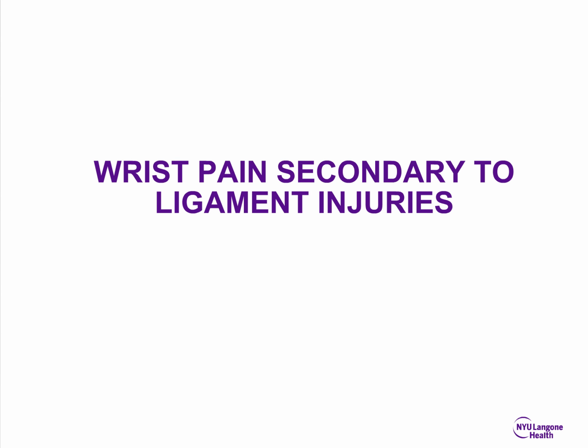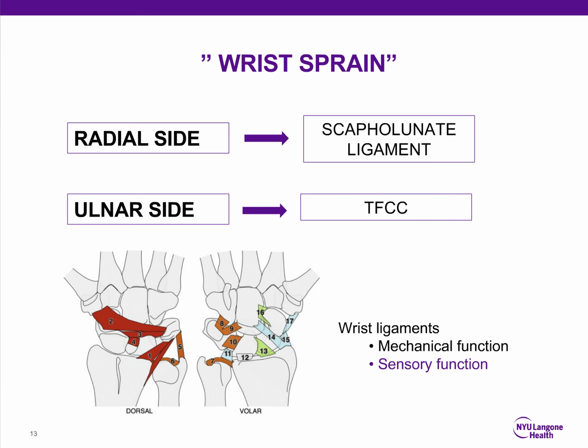Now, the second topic that I'm going to speak about is wrist pain secondary to ligament injuries. In a very simplified way, we can say that on the radial side we can have the most common, scapholunate ligament injury, and on the ulnar side the TFCC. When we don't have referrals from hand surgeons, we frequently get the diagnosis of wrist sprain. So it is important for the therapist to do a good palpation, as Dr. Hacquebord said, and get a good history.